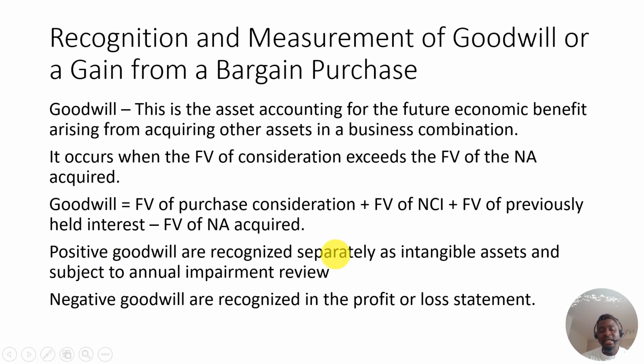But if it's a bargain purchase, a gain on bargain purchase, like I mentioned earlier, that is the fair value of the net asset of the subsidiary that was acquired is more than the purchase consideration, then it means we have an excess, like a profit. So that profit will go to the profit and loss account. We don't put it as a liability. It's a gain on bargain purchase, which will go to the profit and loss statement. It should not stay in the balance sheet.